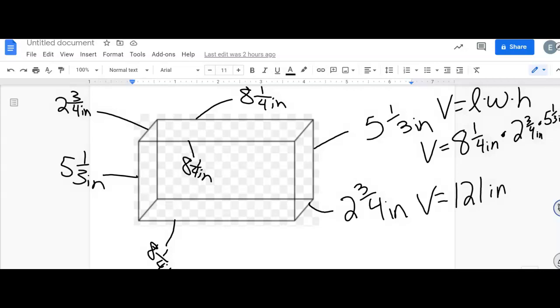Did that come out to be a whole number? Do we agree? Yes? Okay. All right, if you put those 3 into your calculator, multiply them here. 121 inches cubed. Again, it's cubed because we have inches times inches times inches.